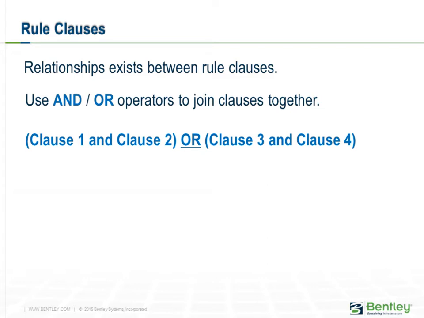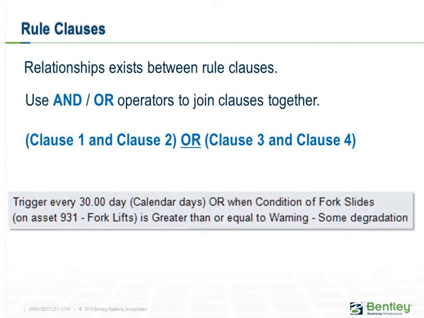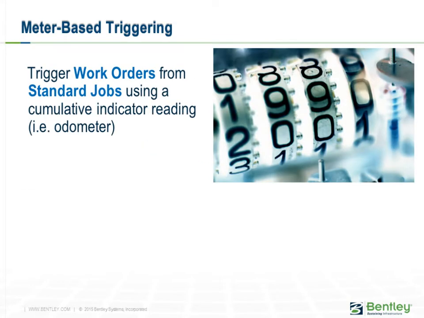Once you have entered the clauses for the triggering rule, APM converts the clauses into words using a triggering rule description. If the rule includes more than one clause that requires data from indicator readings, it will evaluate the rule as true when the most recent readings meet the conditions in the clauses. Meter-based triggers use indicators to collect cumulative readings. Indicator-based triggering rules use these readings to dictate when a standard job should trigger based on the indicator readings.